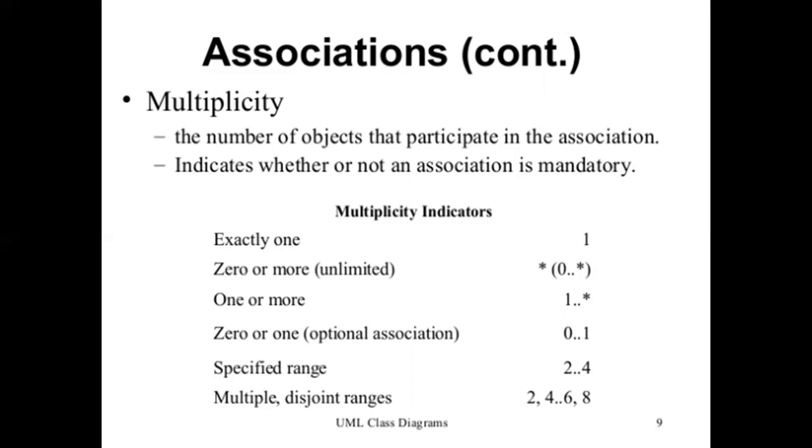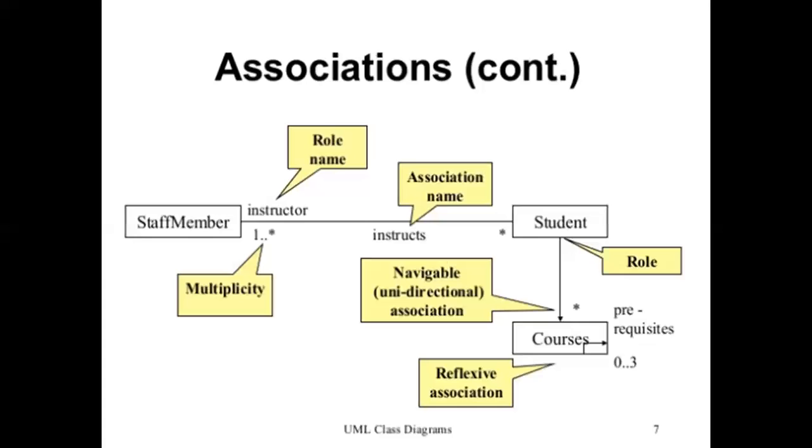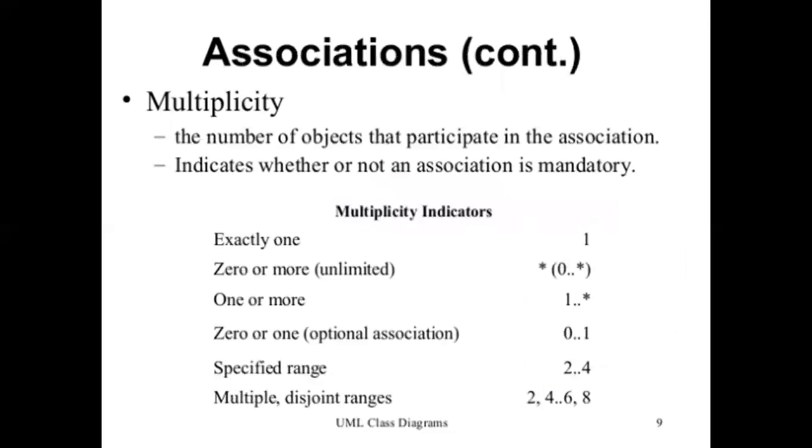That is, there are different types of multiplicity. Suppose the multiplicity indicates exactly one. In the previous diagram, the role or multiplicity is represented on the line. It is staff member one to star and star. The same applies in association. That is the association. There are different types of multiplicity.